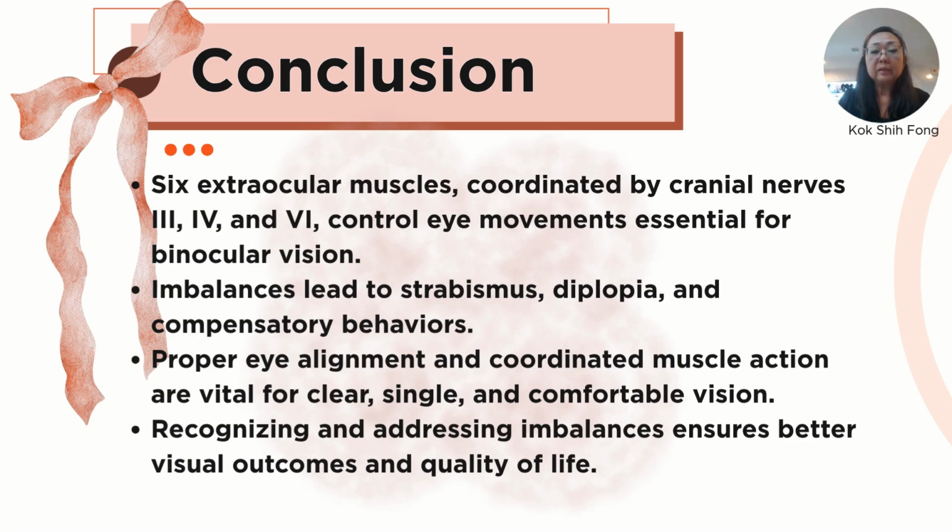To conclude our topic of EOM, the 6 extraocular muscles coordinated by cranial nerves 3, 4, and 6 are essential for precise synchronized eye movements. We also understand that muscle imbalance disrupts binocular vision, leading to strabismus, diplopia, and in children, potentially permanent vision loss due to amblyopia. Proper eye alignment and coordinated muscle actions are vital for clear, single, and comfortable vision.